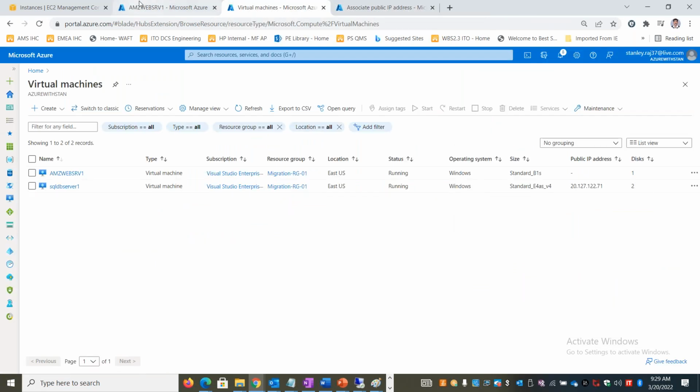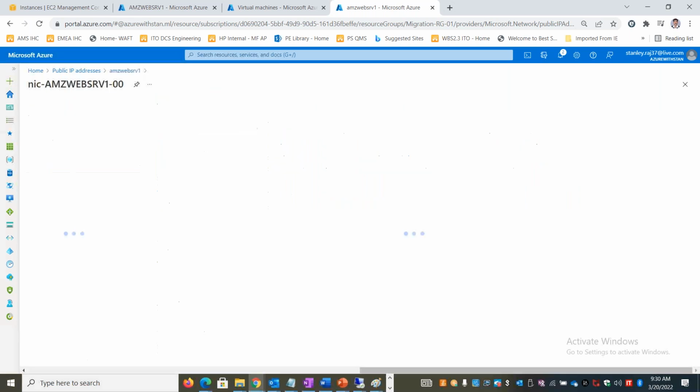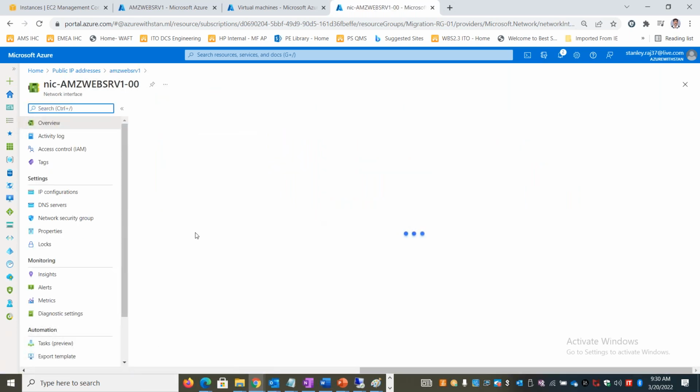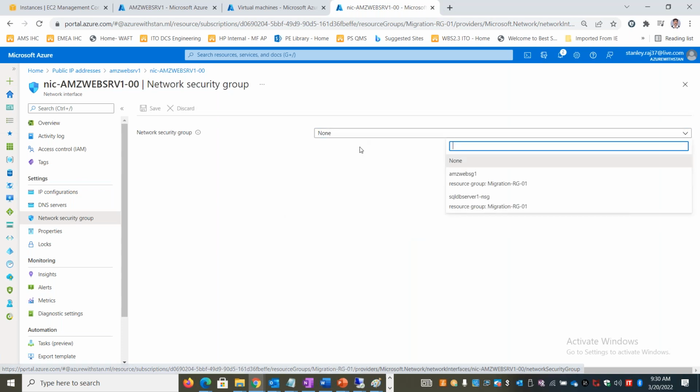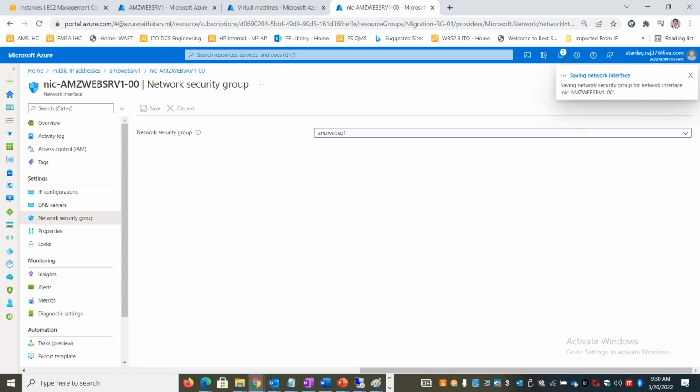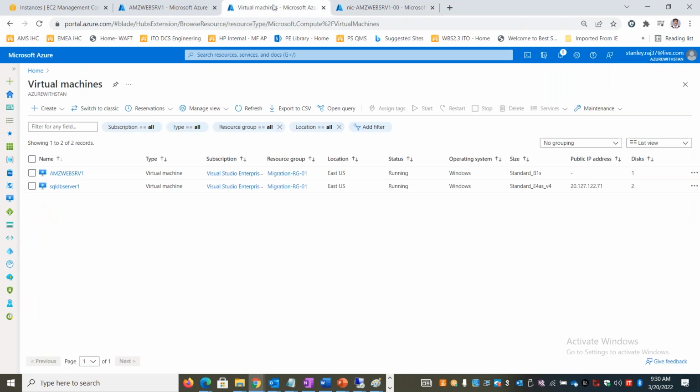Let's give it a minute. It will take some time while the machine is failing over. We should not give too much load, but I have just initiated it. Done. I can go to the network interface card and make sure I have the network security group attached to it. Save it. We are all done now. We are good to test. We are good to power off the VM on the AWS side.